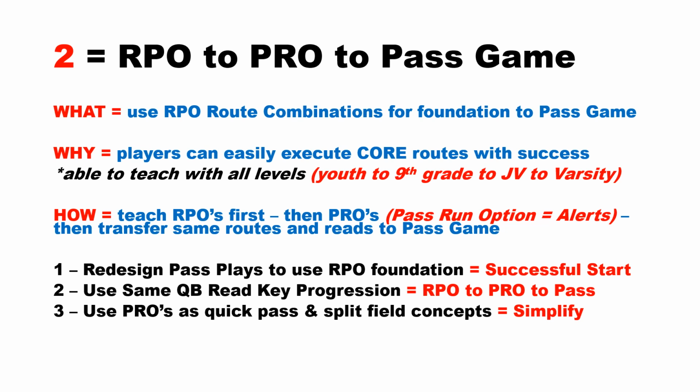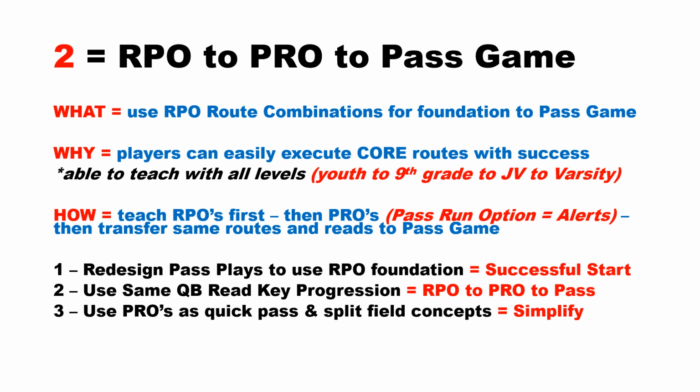And then how we're going to do this is we'll just teach the RPOs first, then we'll layer or scaffold to PROs, which means quarterback will think pass first. We use alerts here. This basically replaces your quick game, and then you transfer those same routes and reads to your overall drop back pass game.